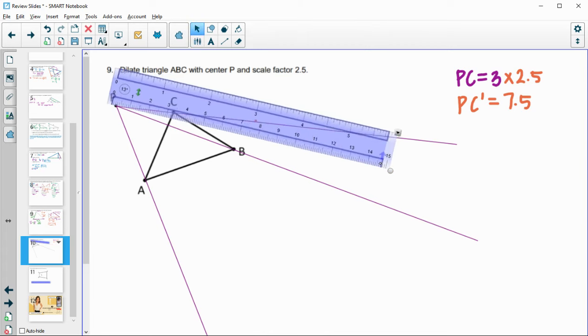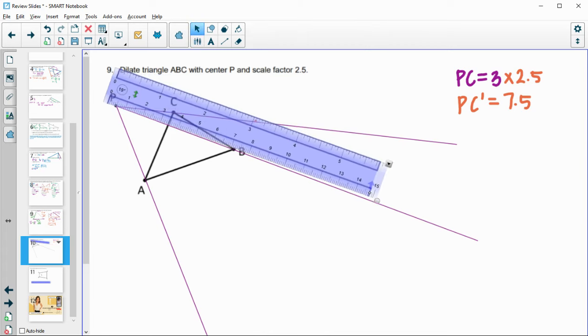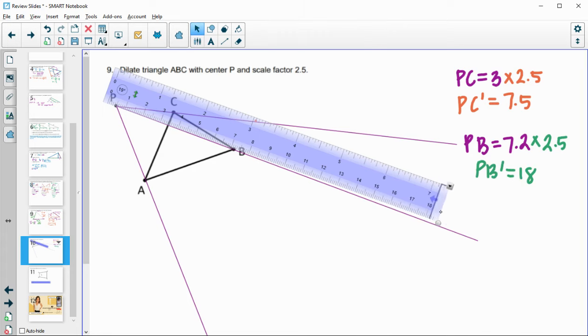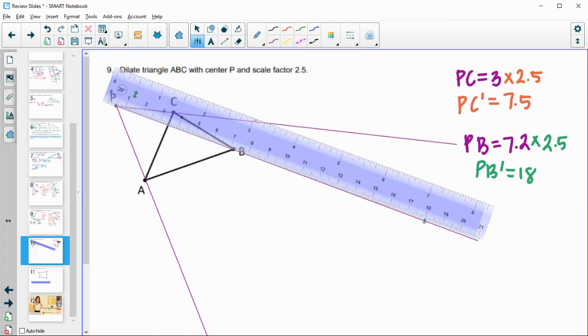Then I'm going to do this again, and I'm going to measure to B. So from P to B looks to be about 7.2 centimeters on my ruler. Then I'm going to multiply this by the scale factor of 2.5. So 7.2 times 2.5 is 18. So P to B prime is going to be 18 centimeters. Then I'm going to need to measure out to 18 on my ruler, and that's where B prime is going to be.